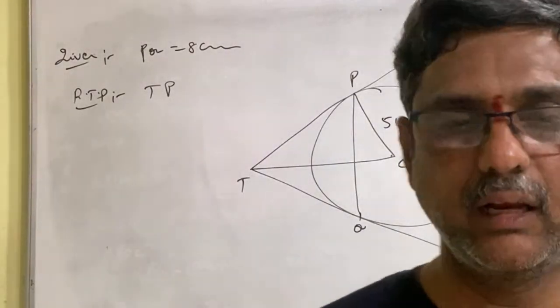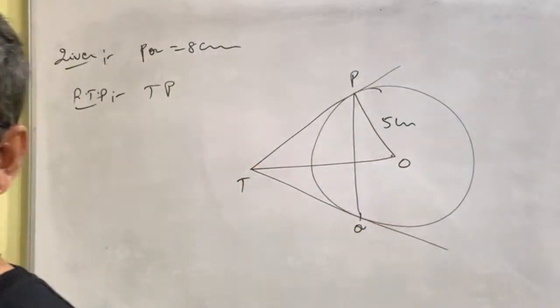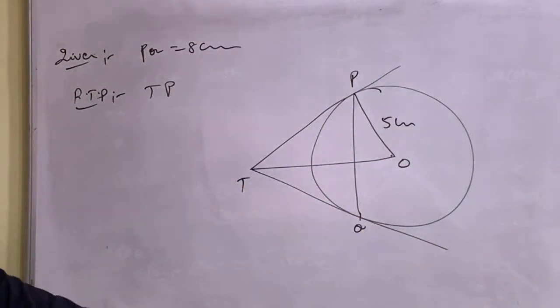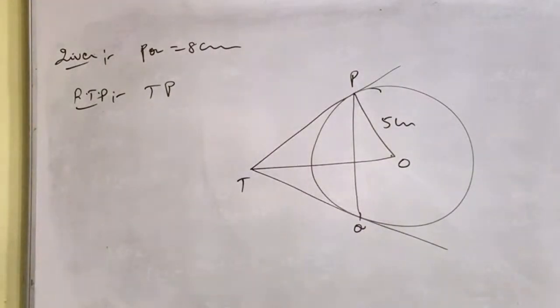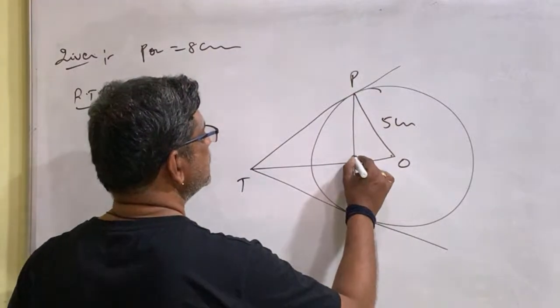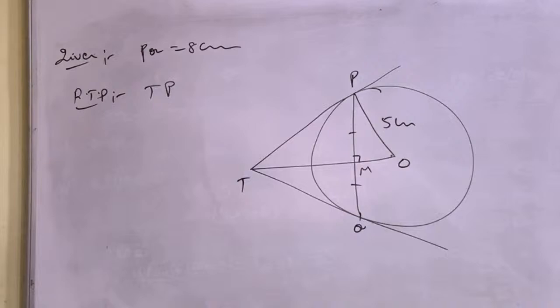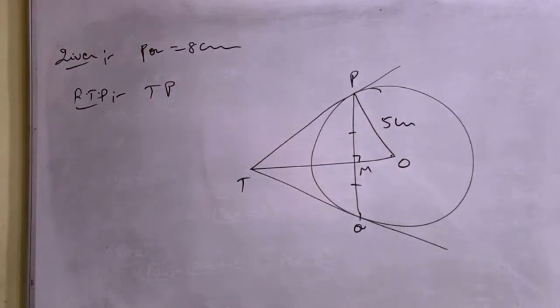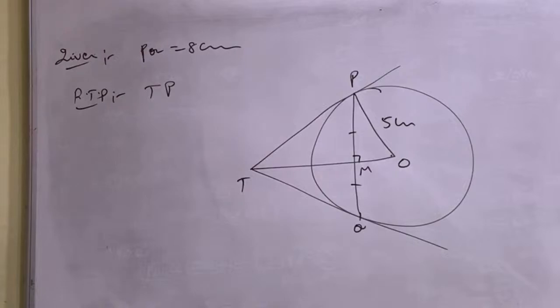Yes, very good. It is the perpendicular bisector of PQ. TO is the perpendicular bisector of PQ. That means this angle is 90 and these two parts are equal. PM is equal to QM. Not only that, the angle between the common chord PQ and TO is 90 degrees.